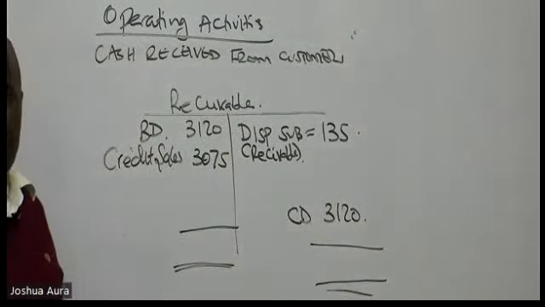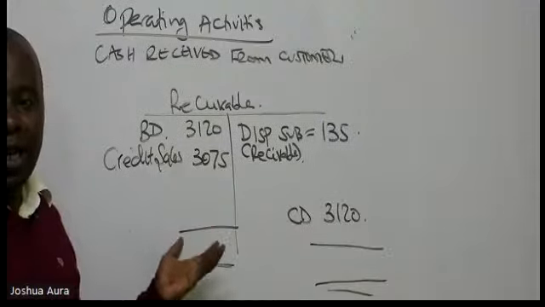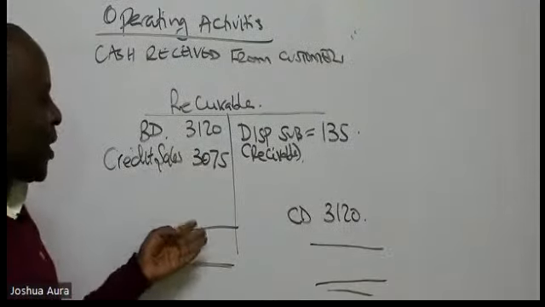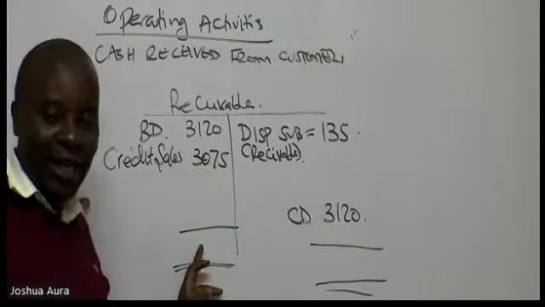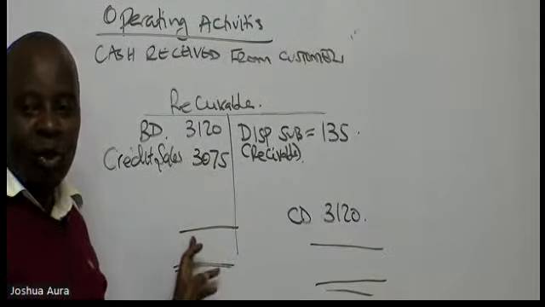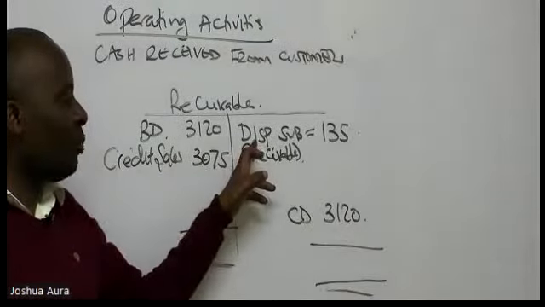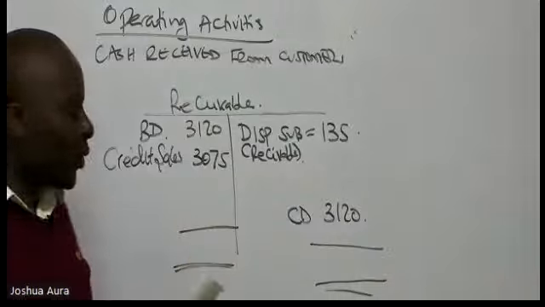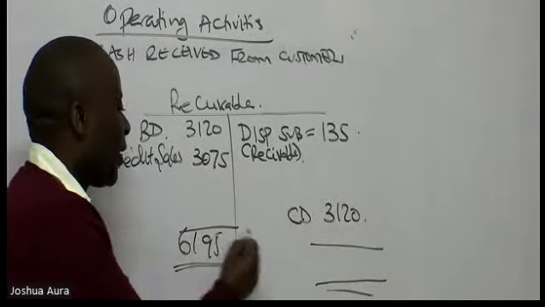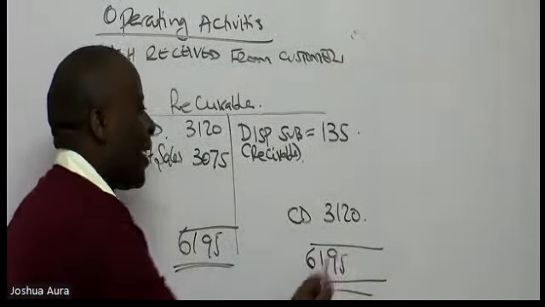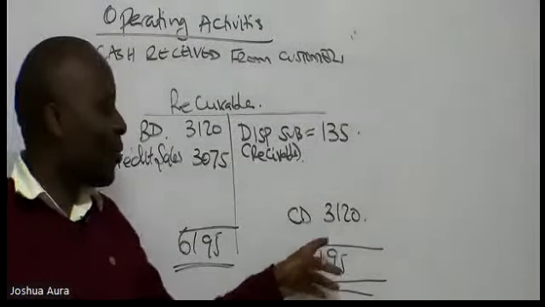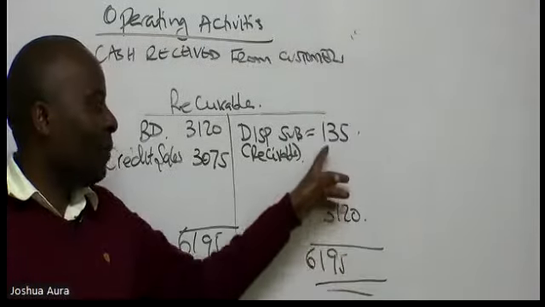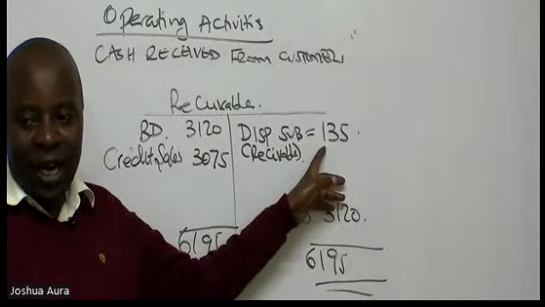Close this account and tell me which side is heavier. Of course, this side. So how much should I book in here? This stands for the receivables of the disposed subsidiary. So this is 6195. Could you kindly subtract these two from this? Take 6195 minus 3120 minus 135 to get the balancing figure.